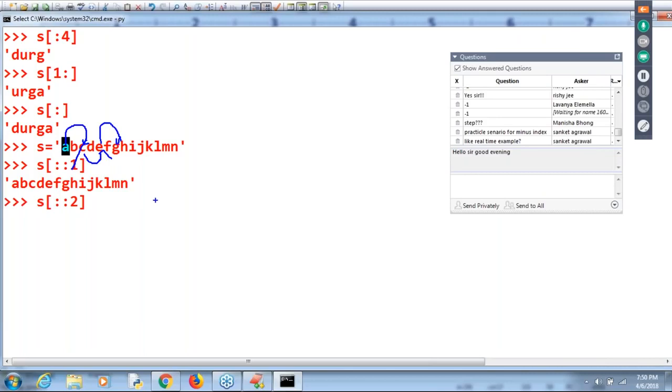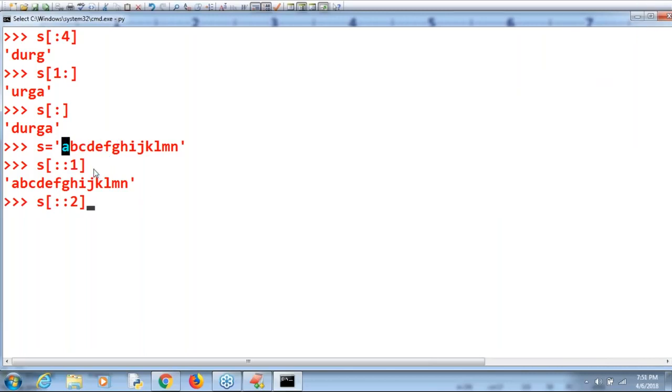Can you please tell what is the answer by default you are going to get now? Every time increment by 2: A, C, E, G, I, something like that. Can you please observe, is it the same thing or not?